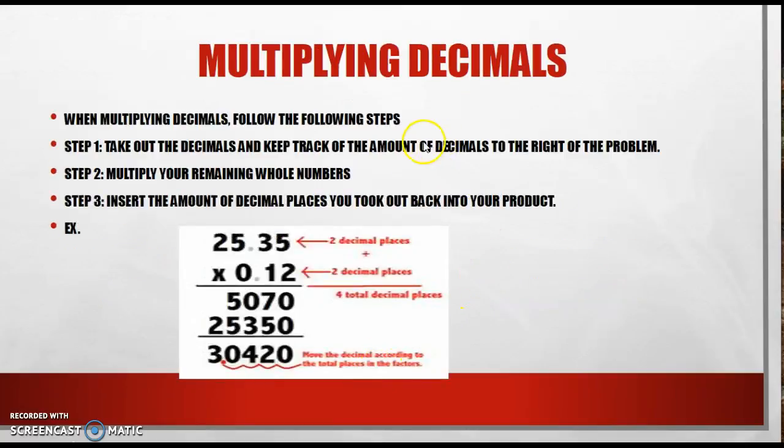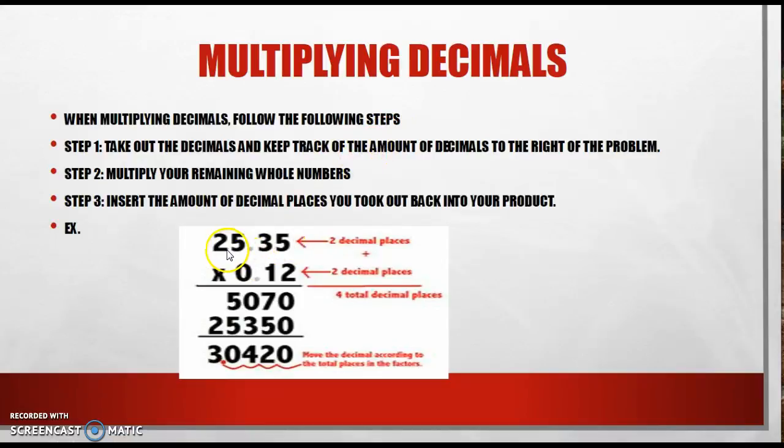So let's take a look at multiplying decimals. In multiplying decimals, we're going to follow the following steps. First, we're going to take out the decimals and keep track of the amount of decimals to the right of the problem. We're going to multiply the remaining whole numbers, and then we're going to insert the amount of decimal places that we took out back into our product when we're done.